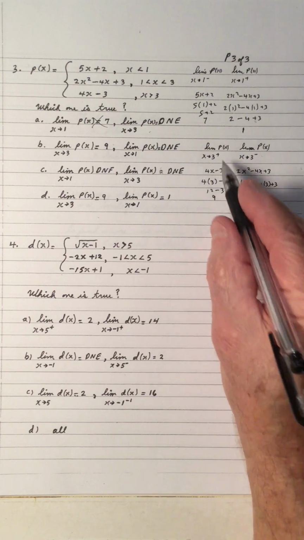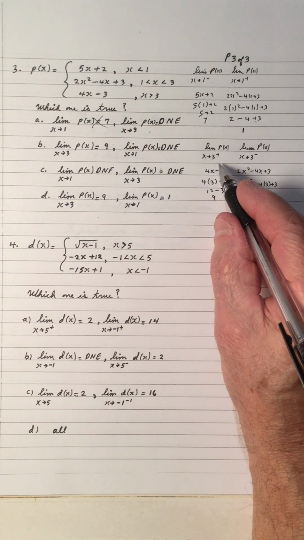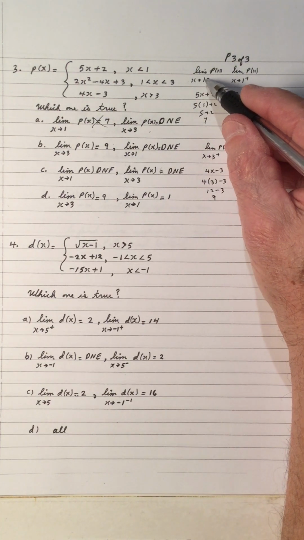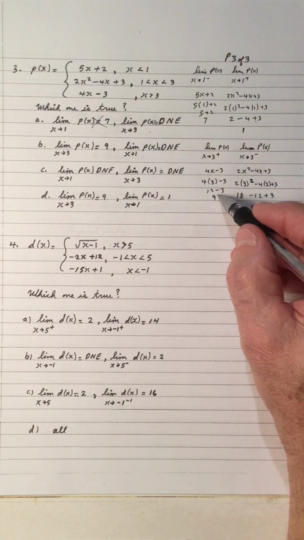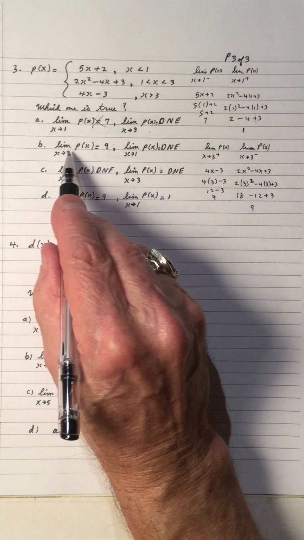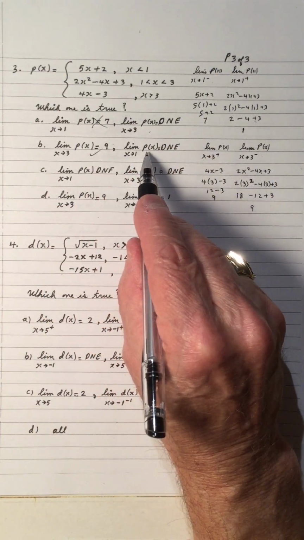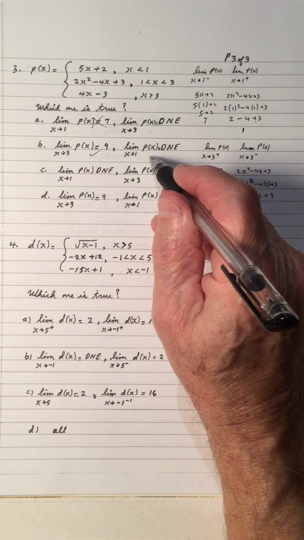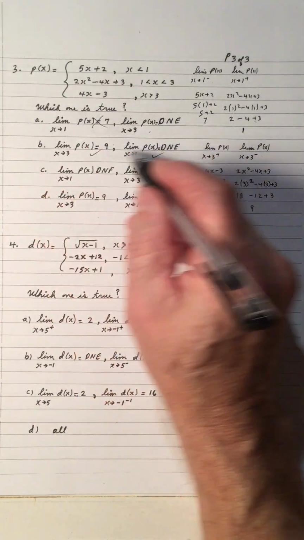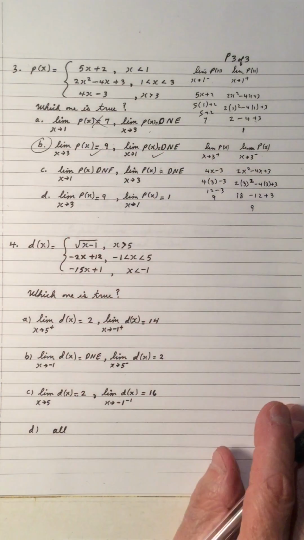Okay, so that means the limit at negative 1 doesn't exist. The limit at 3 does exist. So the limit of p of x at 3 is 9, true? And the limit of p of x at 1 doesn't exist. So, without going any further, B is the correct answer.